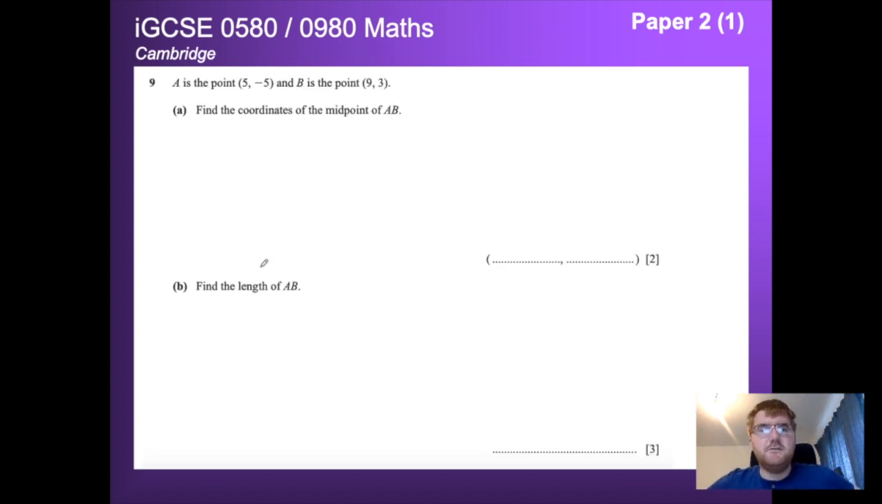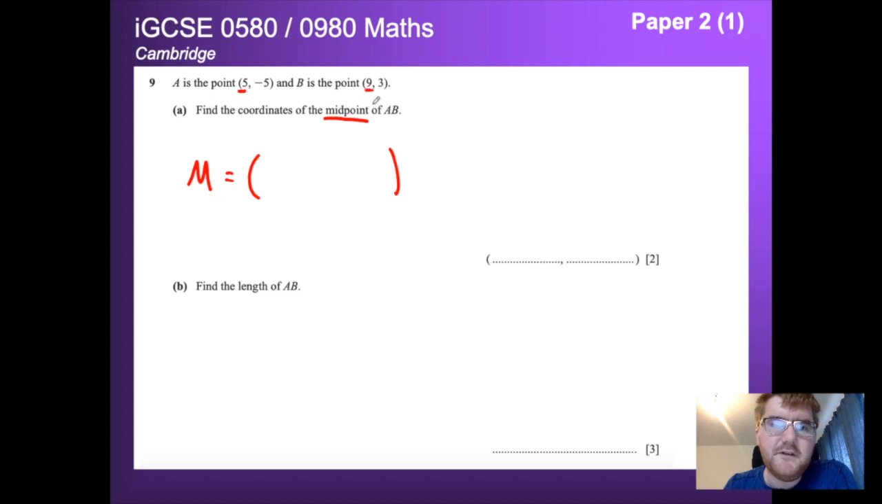Question 9, so we've got some coordinate geometry to do here. So A is the point (5, -5) and B is the point (9, 3), and we want to find the midpoint of AB, so halfway. Now there is a formula you can use to do this, but I tend to do it slightly differently. So I want to find the midpoint, so I'm going to use M for midpoint. And what I do here is I look at my x coordinates, 5 and 9, and if I draw this like on a scale, I want to know what halfway in between is.